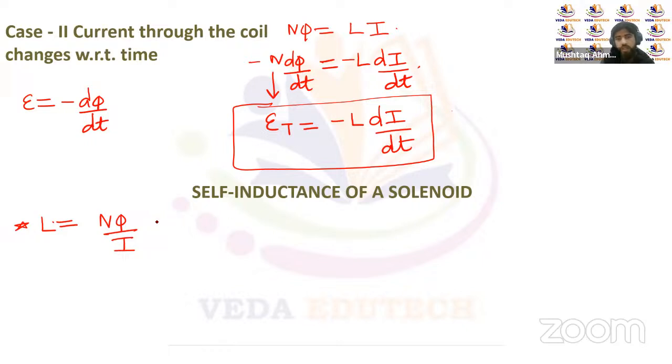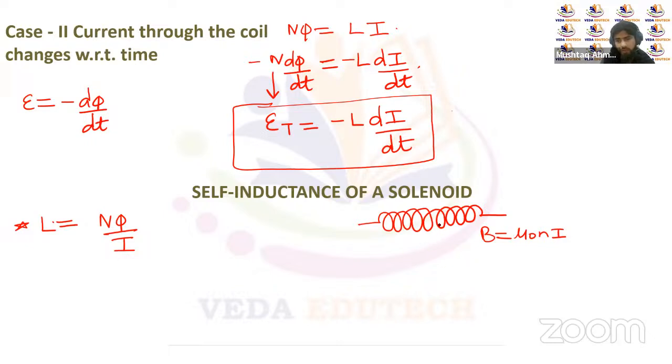We have to calculate the self-inductance of a solenoid. If we induce an EMF in a solenoid, we know the magnetic field inside the solenoid is mu naught times N I. We can change the current in the solenoid. If the current changes, then an EMF will be induced in this solenoid. Now, B is equal to mu naught N I.